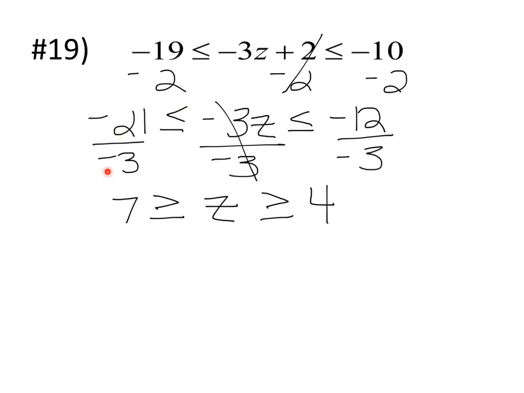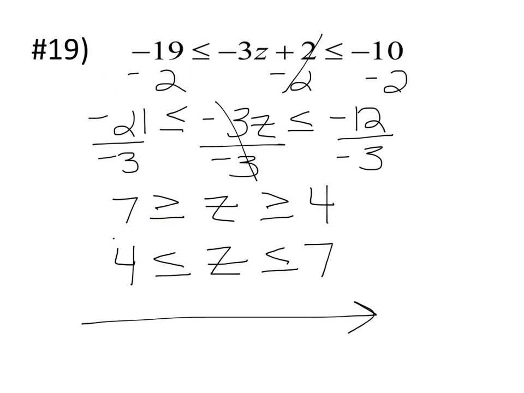A negative 21 divided by a negative 3 is a positive 7. A negative 12 divided by a negative 3 is a positive 4. Now, I'm going to flip this around to make it make sense, because the 7 here and the 4 here, that doesn't make sense to me. Okay, so I'm going to flip it around because I'm a flipper. Just make sure you flip everything. The 4, notice the butt is towards the 4. And then the Z, and then the 7 goes here, and notice the mouth was open towards the 7. I flipped everything. So you got to be very careful there.